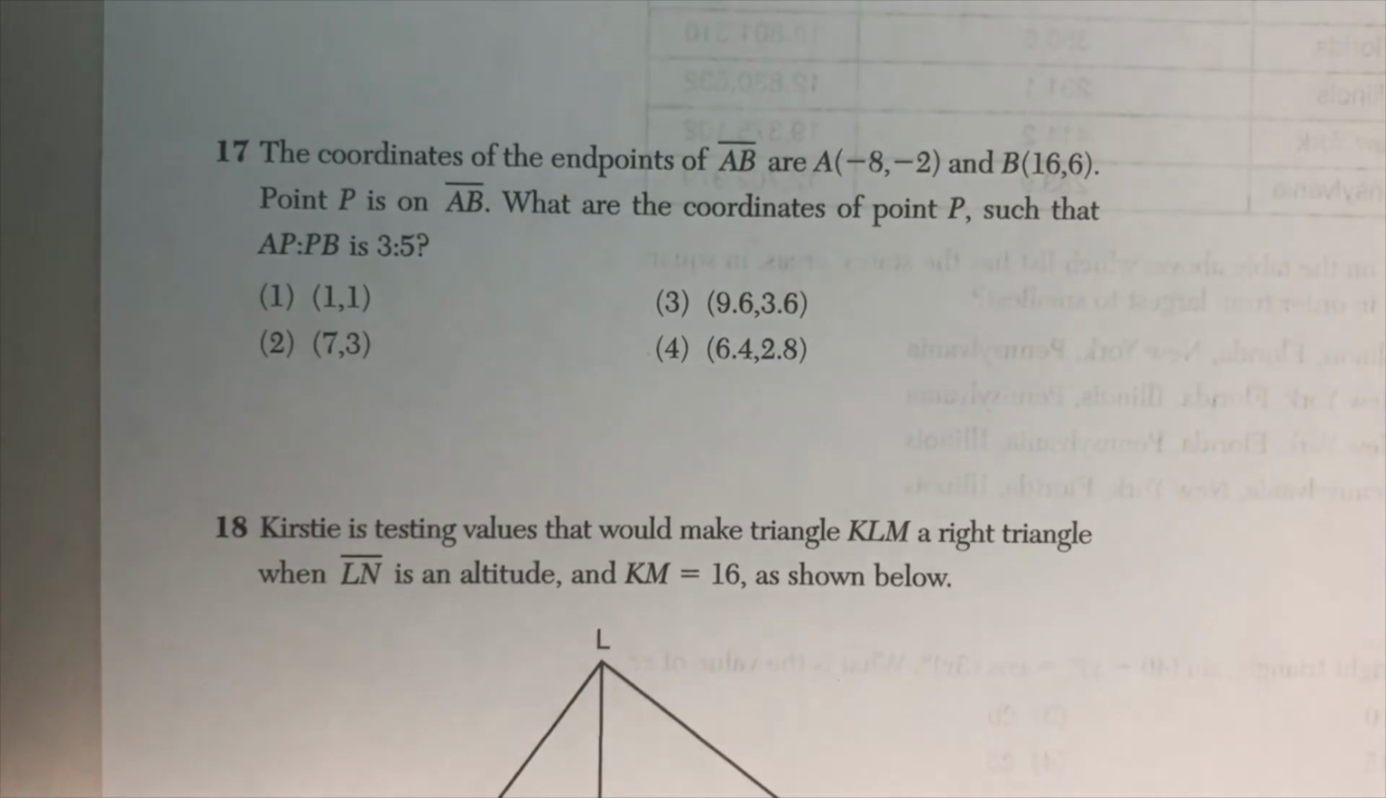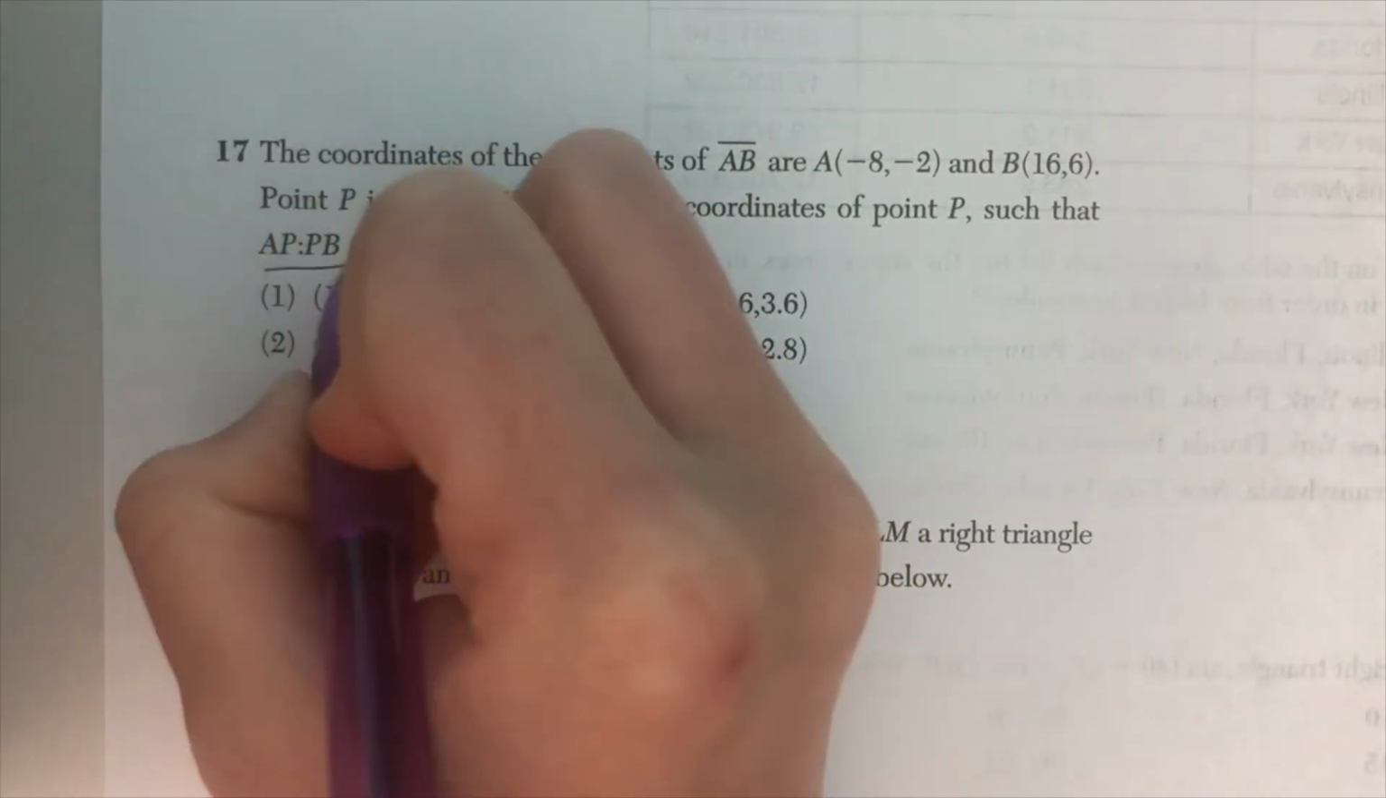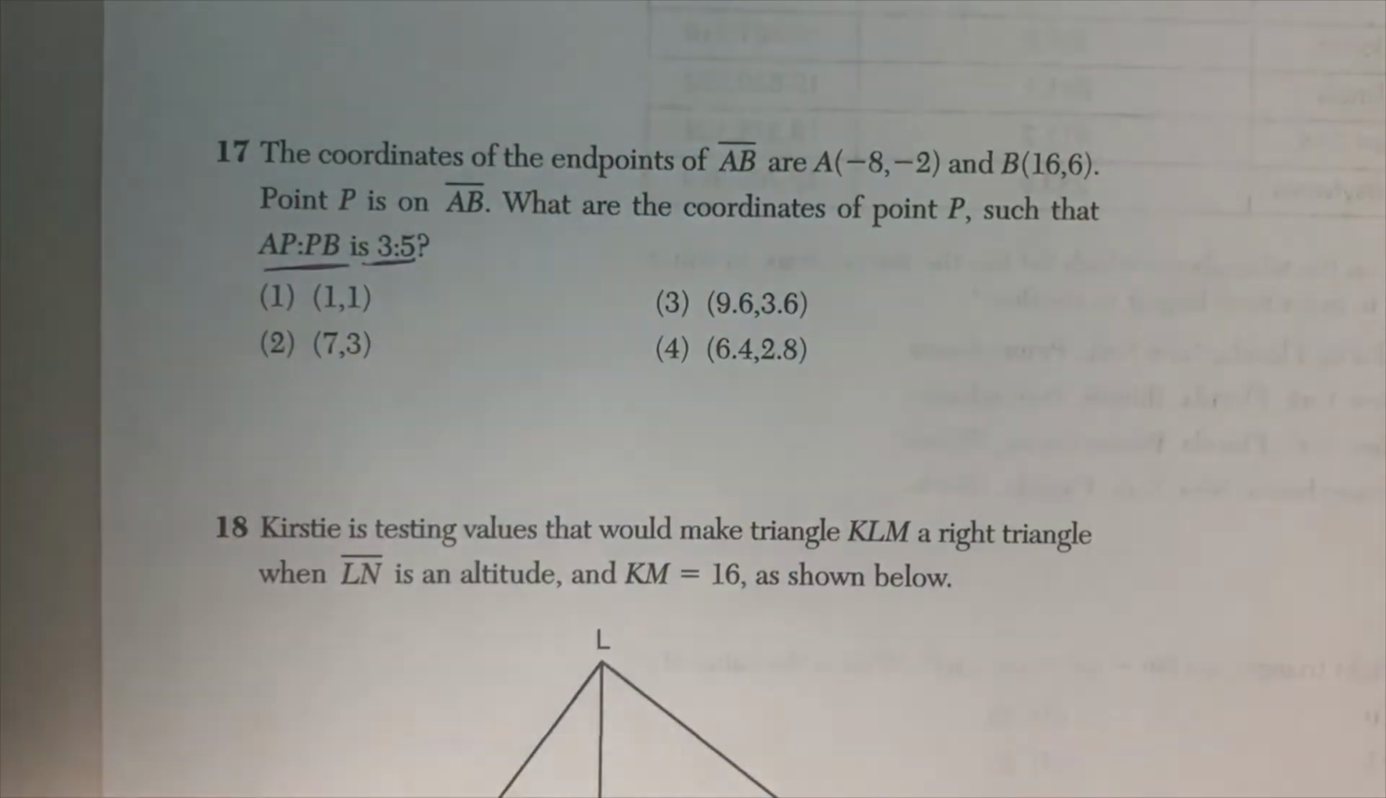Okay, question 17. The coordinates of the endpoints of AB are -8, -2, and 16, 6. Point P is on AB. What are the coordinates of point P such that AP to PB is 3 to 5?